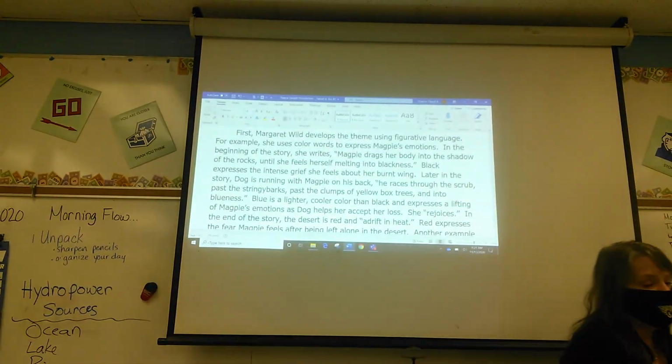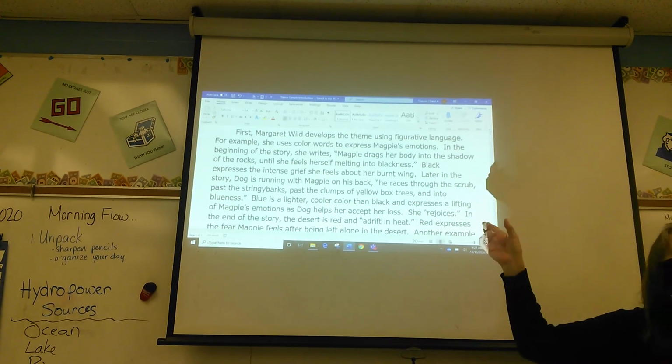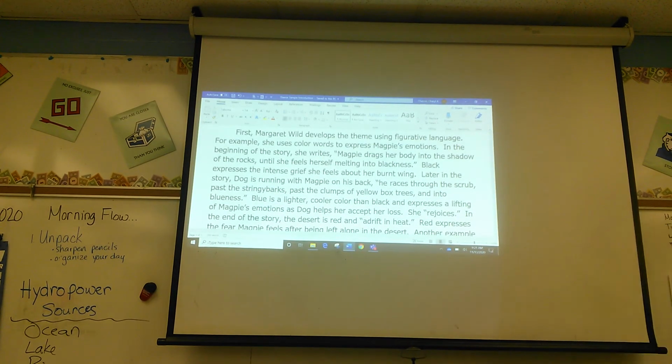And you'll notice that your checklist tells you to indent first. If you're doing word processing, if you're doing a document camera, there's a tab key. If you hit that tab key, it will automatically shift you over to an indent. Let me show you.